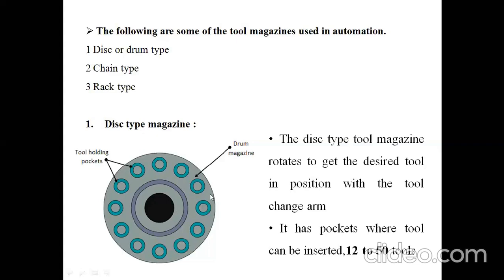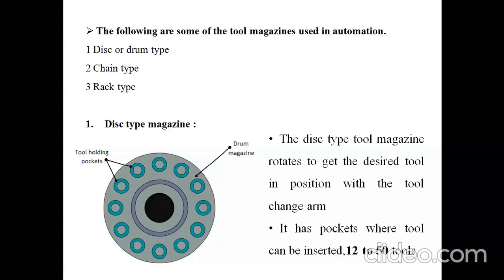Tool holding pockets number changes. So a disk type of tool magazine rotates to get the desired tool in position with the tool change arm. We can move this disk in clockwise direction, or we provide rotary motion to select the tool from the drum. Over this disc or drum type of magazine, it is possible to clamp 12 to 50 tools, which means the slots are provided around 12 to 50.